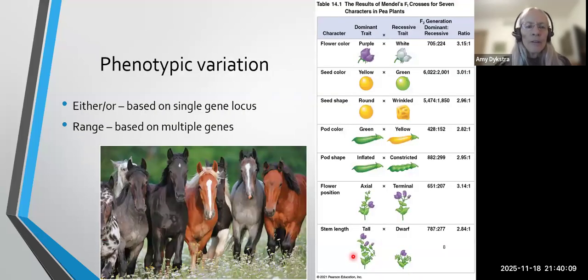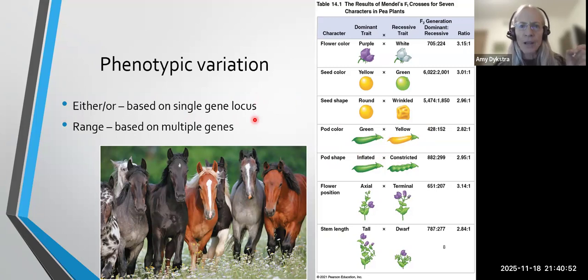So phenotypic variation can be kind of an either-or thing. When Gregor Mendel was doing his experiments, he experimented with pea plants and he chose variations to look at that were either one way or the other. So purple flowers versus white flowers, yellow pea seeds versus green pea seeds, round seeds versus wrinkled seeds, green versus yellow, inflated pods versus constricted pods. So either-or. And if you have an either-or trait, then that's typically based on a single gene locus.